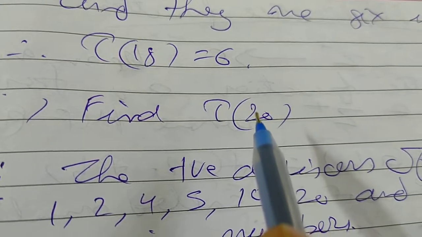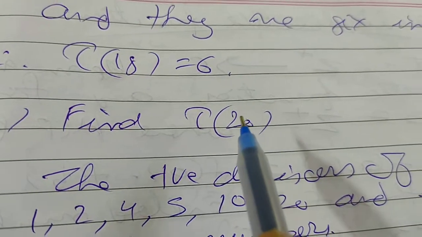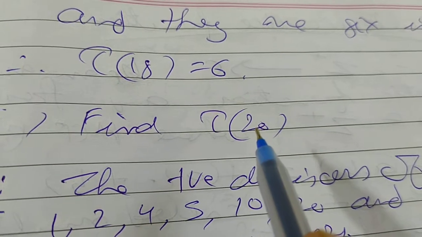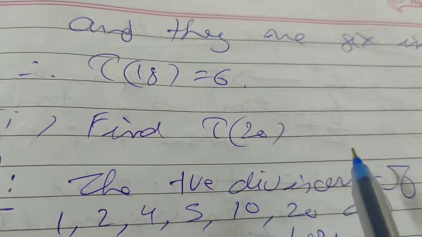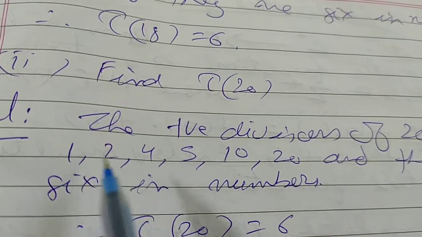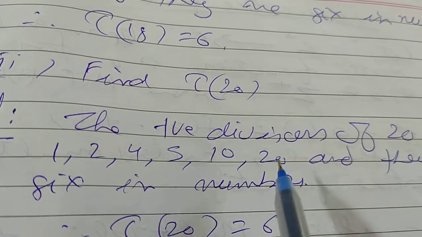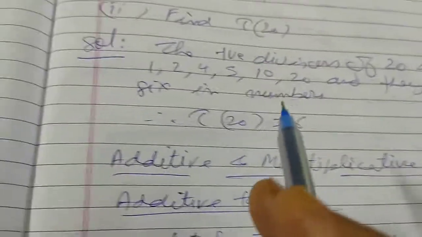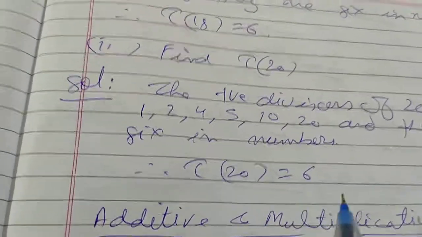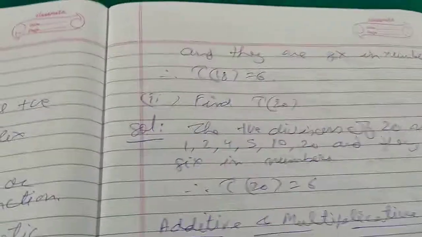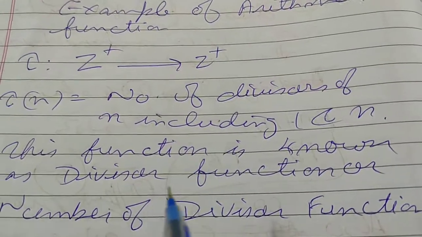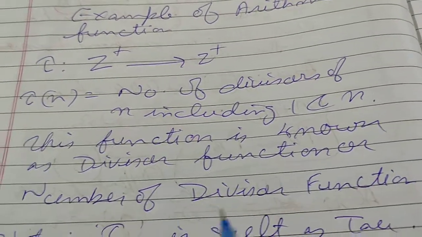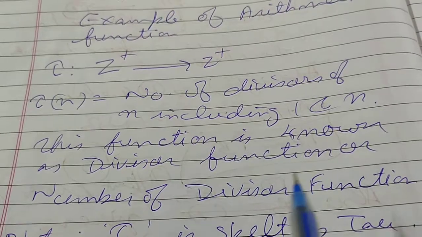Similarly, tau of 20. So what are the numbers which can divide 20? They are 1, 2, 4, 5, 10 and 20. So total how many are there? 1, 2, 3, 4, 5, 6. So that will also be 6. So tau of 20 is 6. So this is how we define arithmetic functions. And this function which we have gone through is also known as the divisor function or number of divisors function, and is a very important one.